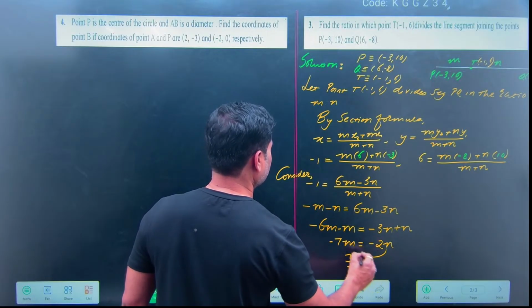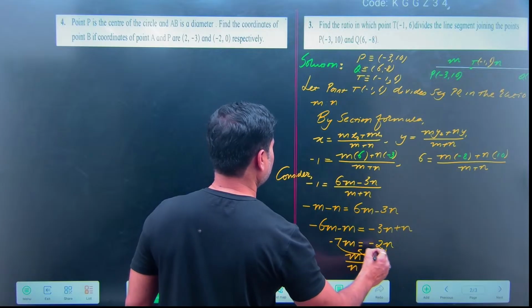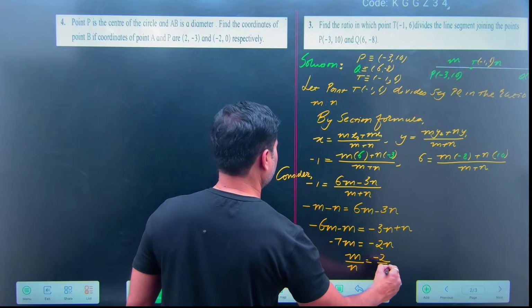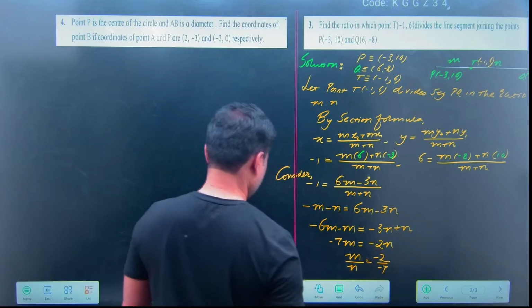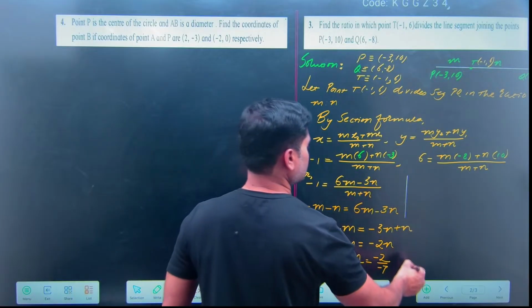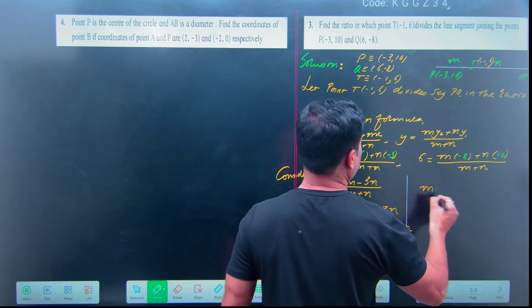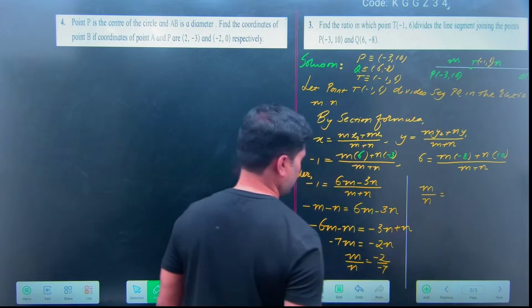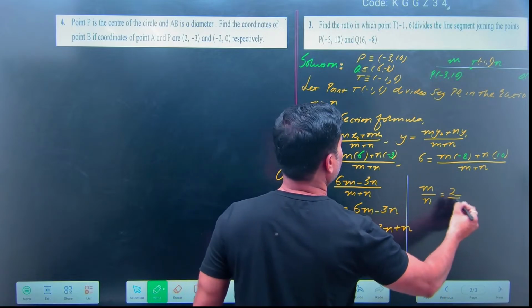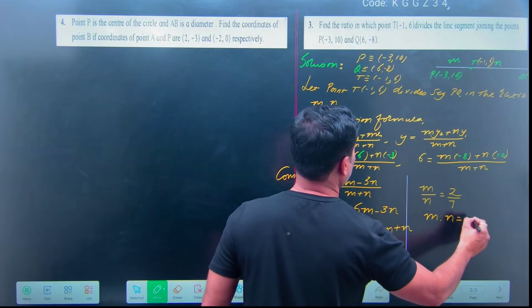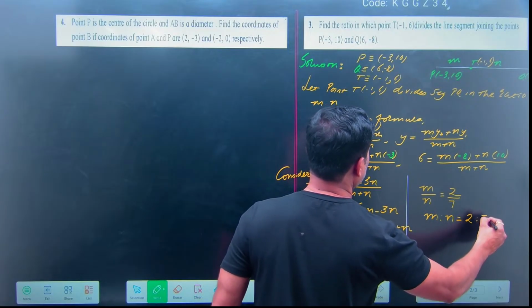So you get this m in left hand side and 7 in right hand side, -7. So -2 upon -7. So the value of m upon n, that means the ratio, is 2/7. So you write in terms of ratio m is to n as 2:7.